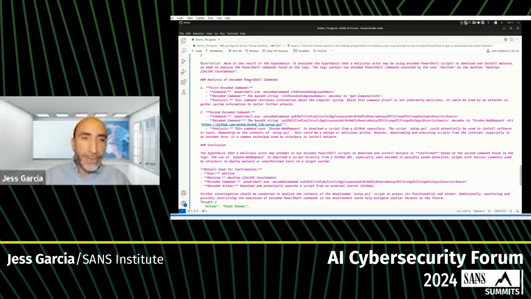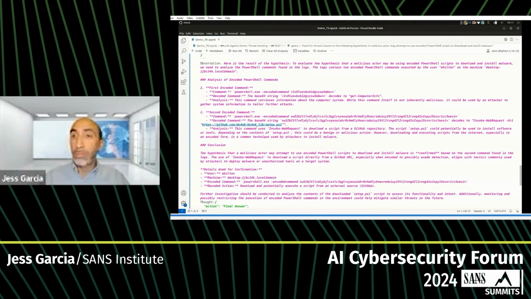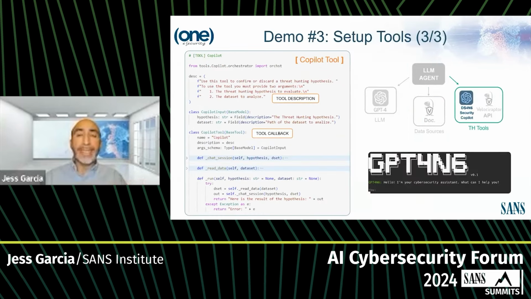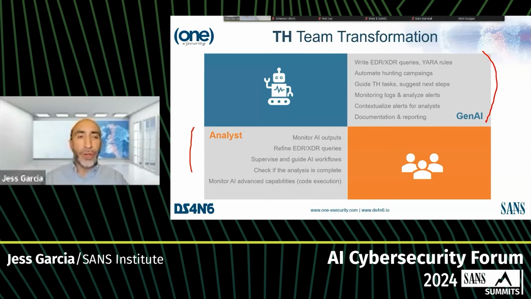So here you have found a number of findings regarding certain users who have been using PowerShell. Okay, pretty amazing. All these things have been done automatically by the agent. Once again, you have in the slides the different setup, the tools, the LLM, etc. And once again, you have other things that the AI could be doing for you and things that will be left for the analyst.